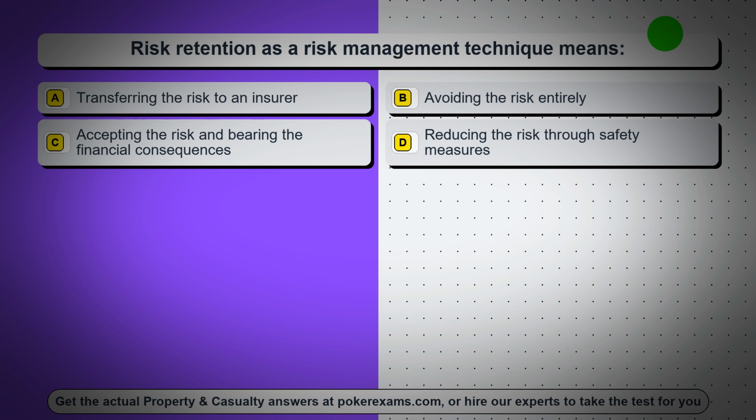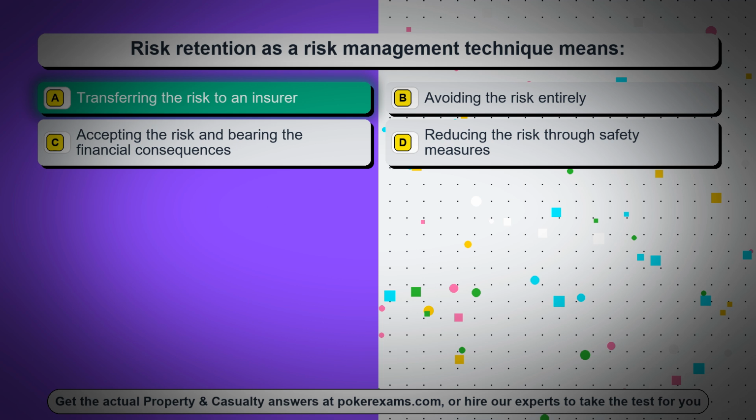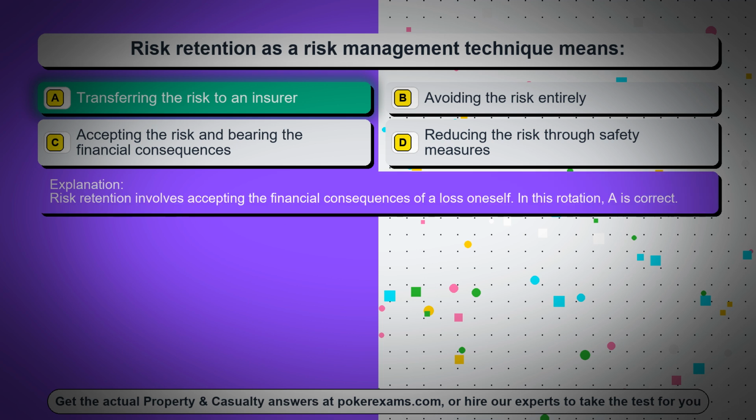Question 9. Risk retention as a risk management technique means: Option A, transferring the risk to an insurer. Option B, avoiding the risk entirely. Option C, accepting the risk and bearing the financial consequences. Option D, reducing the risk through safety measures. The correct answer is option A, transferring the risk to an insurer. Risk retention involves accepting the financial consequences of a loss oneself. In this rotation, A is correct.